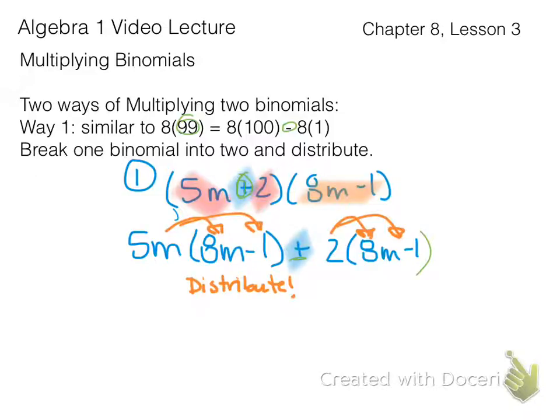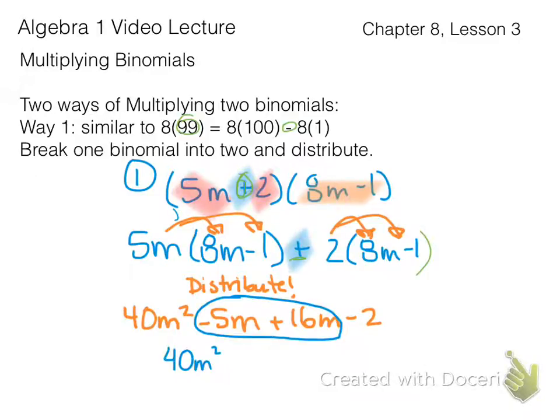So 5m times 8m minus 5m times 1 is going to be 40m squared, because I have two m's that are being multiplied together. So 40m squared minus 5m, because 5m times 1 is 5m. And we're going to add 2 times 8m, which is 16m, minus 2, because 2 times 1 is 2, and that's a subtraction. And then we're going to combine like terms. Since it's negative 5m plus 16m, those are like terms because they have the same variable to the same power. We're going to do plus 11m, because negative 5m plus 16m is positive 11m, minus 2, and that is our final answer.